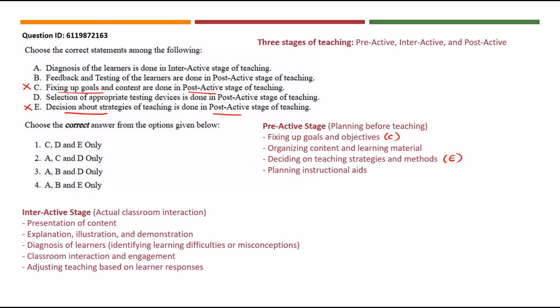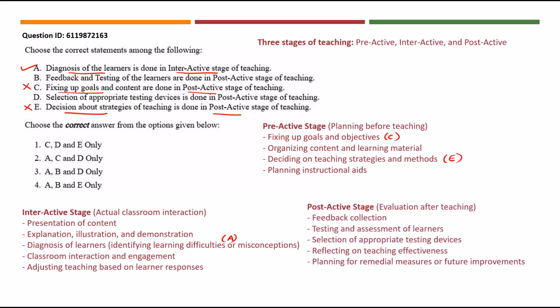Let's go to the next stage, interactive stage. The actual classroom interaction happens here. Presentation of content, explanation, illustration and demonstration, diagnosis of learners. It means identifying learning difficulties or misconceptions. Then we have classroom interaction and engagement, adjusting teaching based on learner responses. Let's take A here, diagnosis of the learners. It is present here. So at which stage they have mentioned? It is done in interactive stage. A is perfectly correct and we don't have other 2 points here.